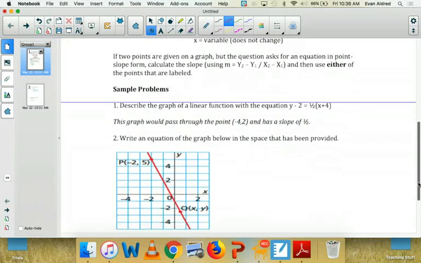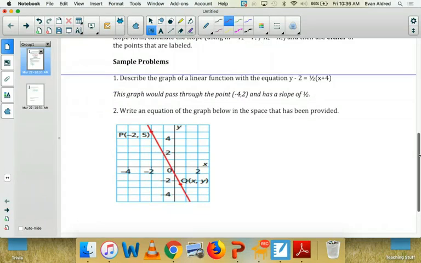Describe the graph of a linear function with the equation y minus 2 equals 1/2 (x plus 4). Again, let's pull out what hasn't changed, and that is our slope. So m is our slope. It goes before the brackets containing the x's. It's the first thing that appears to the right of the equal sign. So our slope is 1/2, and you can see that written right there. So that's our first descriptor there. Slope is 1/2.